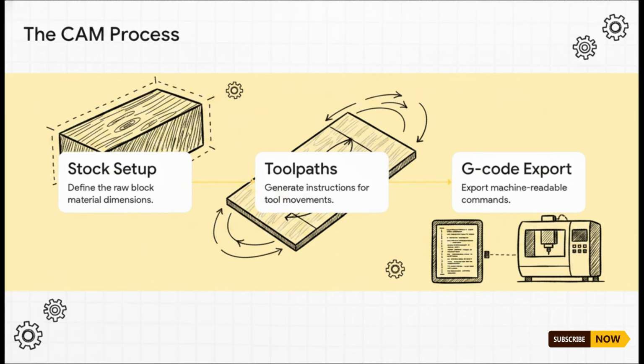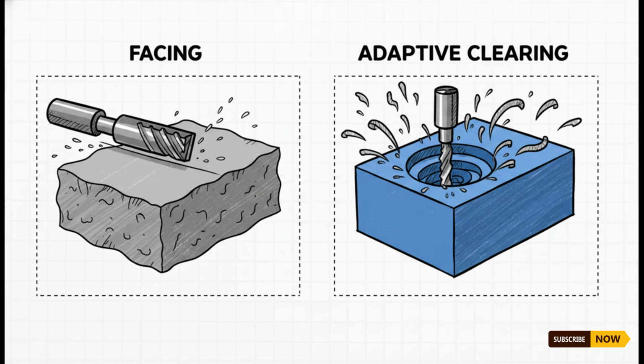This is a sequential process that translates your geometry into machine-readable commands. Step 1 is the stock setup. You absolutely must tell the software the exact dimensions of your raw material. If you're off by even a fraction of an inch here, the machine might plunge a spinning tool straight into solid metal when it's expecting empty air. Step 2 is toolpath generation, where you define exactly how the cutter will move. And step 3 is the G-code export, which generates the raw line-by-line coordinate language that the CNC machine will actually execute.